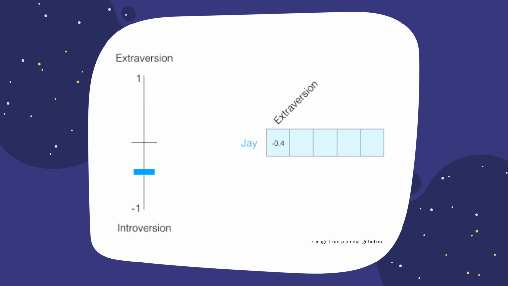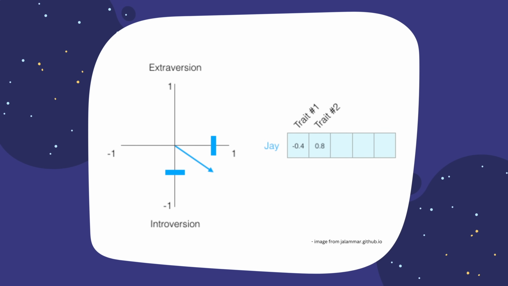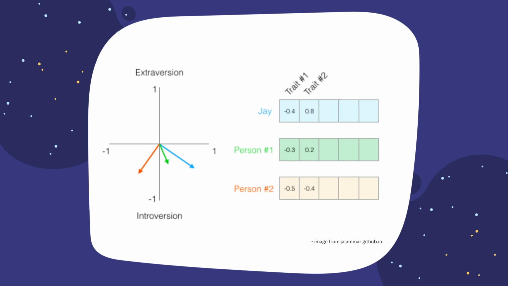So let's add another one, and in turn, another dimension: the agreeableness score of a person, for example, or any of the other 5 traits. Great! And already you can start to get a better understanding of Jay's personality. Now, say we have 3 people. Here are their personalities plotted out based on 2 personality traits. So we can see them on a 2-dimensional graph, and we can also see them on the right in numeric representations from -1 to 1.